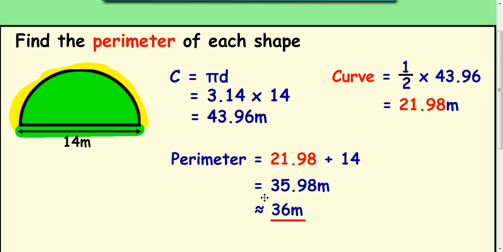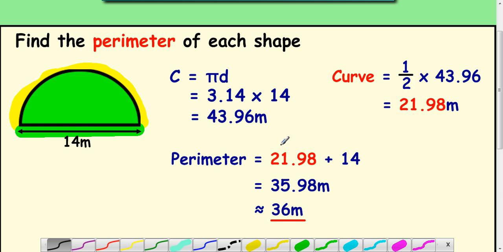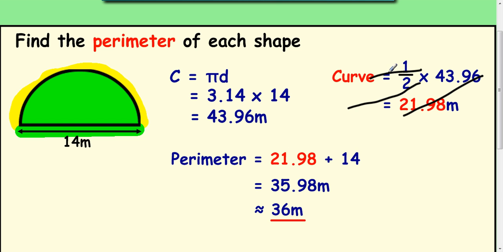Now, to speed this process up, what you can do is write your formula out. You could forget about this bit, and write your formula out, divide by 2, and then divide by 2 here, and then you would get 21.98 there, and then you could feed that into your perimeter. You're fine to do that as long as you remember to put divide by 2 in your formula.